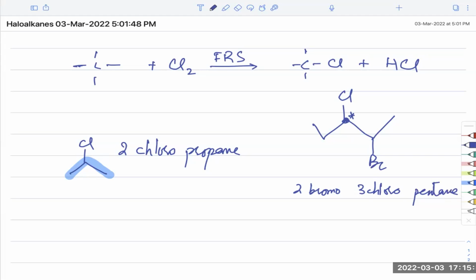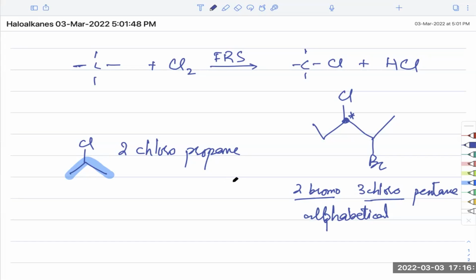Now, how do you name bromo and chloro? In the alphabetical order, okay? So bromine, it starts with B, so it comes first, and chlorine starts with C, so it comes later, and iodine starts after that, and fluorine somewhere in the middle. So you always name them in alphabetical order, but you will not lose marks if you don't do that.